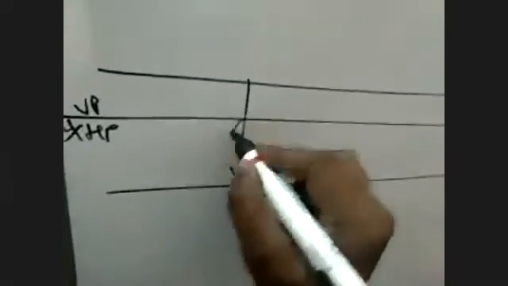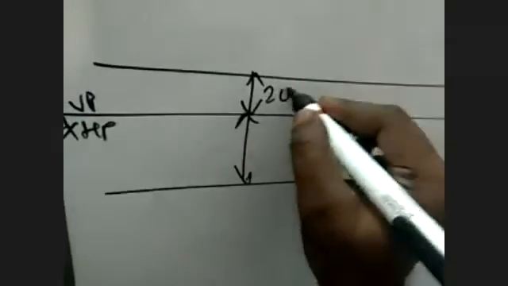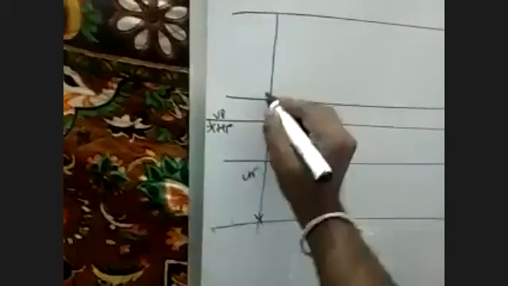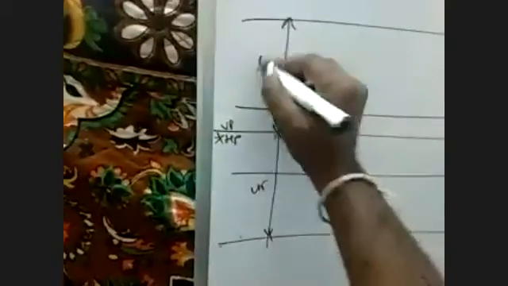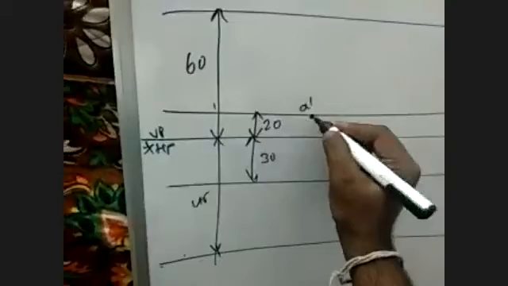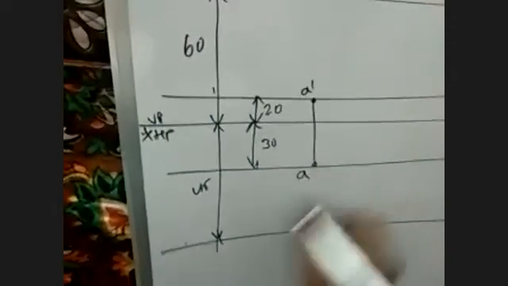Draw the XY line. Point A is 20 mm above HP, 30 mm in front of VP. This is 20 mm and this is 30 mm. Point B is 60 mm above HP, 45 mm in front of VP. So this is 45 mm, and this is 60 mm. On this you have point A dash, and straight down you have point A.